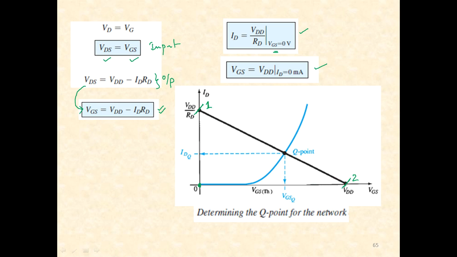Once you obtain 2 points, just draw the line so that it intersects a point on the device characteristics. That's our Q point. Once the Q point is identified, if you draw the vertical and horizontal lines to the axes, you will get the quiescent drain current and the quiescent gate to source voltage. Fine.